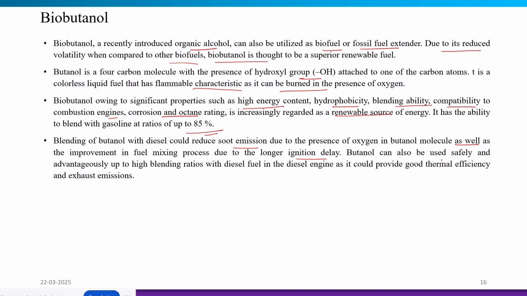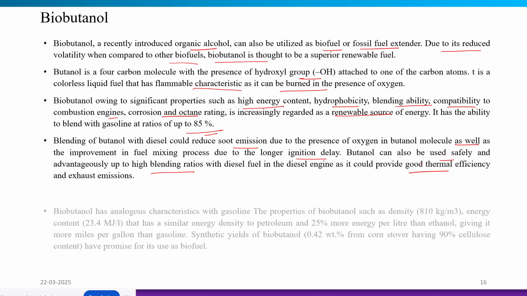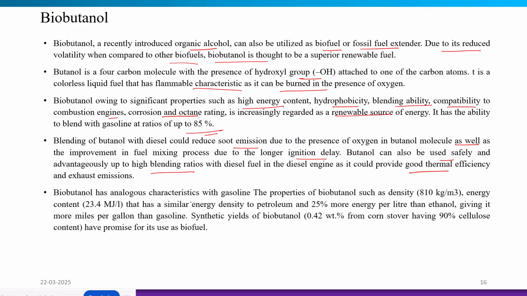So, butanol can also be used safely and advantageously at a higher blending ratio with diesel fuel in the existing diesel engine, as it could provide good thermal efficiency and reduce the emission. Biobutanol has characteristics analogous to gasoline.